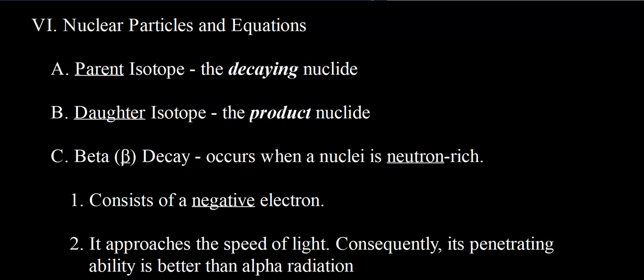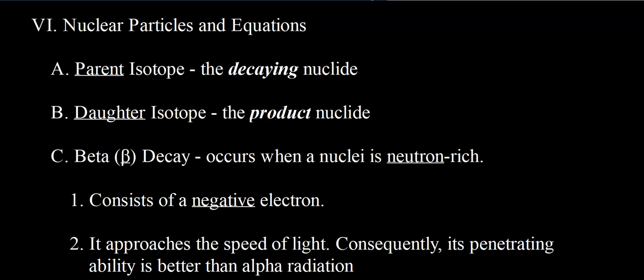So when it says there consists of an electron, a better explanation would be it has the same properties as an electron. And by properties, I'm talking about mass and charge. So a beta particle has no mass, just like an electron, and has a charge of -1.